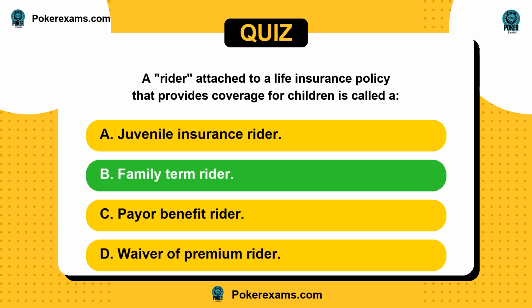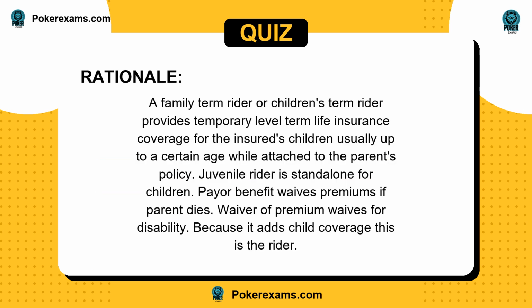The answer is B. A family term rider or children's term rider provides temporary level term life insurance coverage for the insured's children, usually up to a certain age, while attached to the parent's policy. Juvenile rider is standalone for children. Payer benefit waives premiums if parent dies. Waiver of premium waives for disability. Because it adds child coverage, this is the rider.